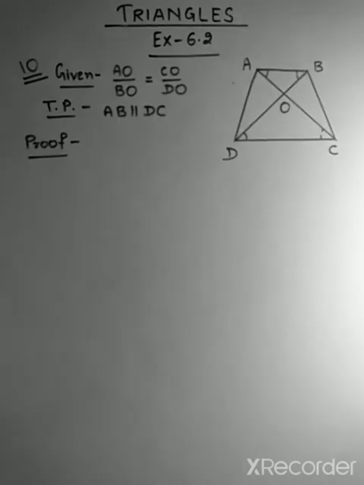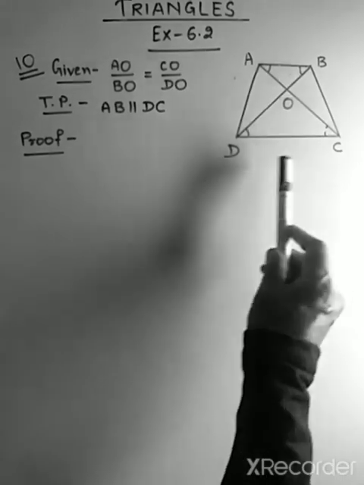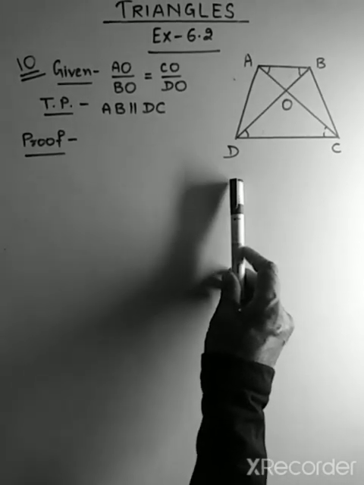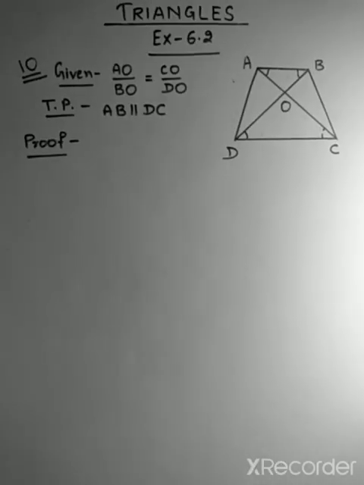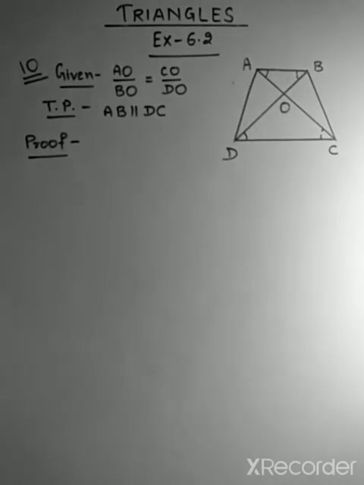Question number 10, which is just the converse of question number 9. The diagonals of a quadrilateral ABCD intersect each other at point O, such that AO upon BO equals to CO upon DO. Show that ABCD is a trapezium. To show that ABCD is a trapezium, we have to prove that one pair of opposite sides is parallel in quadrilateral ABCD. So we have to prove that AB is parallel to DC.